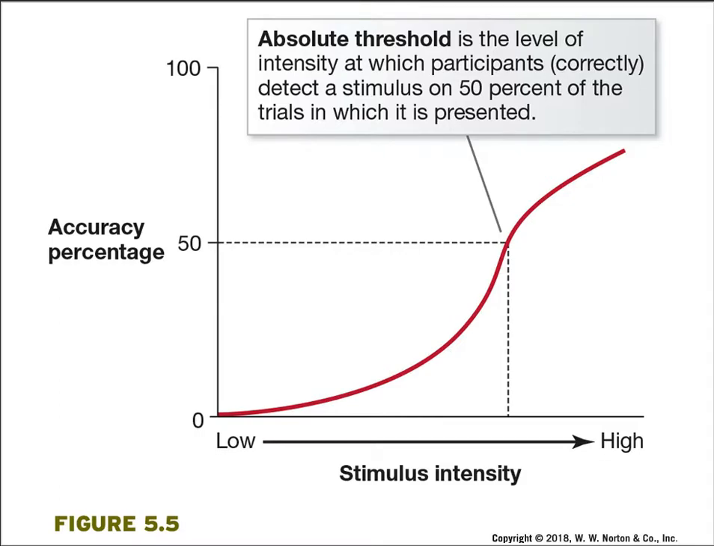Another graphic from the book here, talking about the absolute threshold. This is the level of intensity at which participants can correctly detect stimulus on 50% of the trials in which it is presented. The graph shows the relation between the intensity of a stimulus input and a person's ability to correctly detect the input.